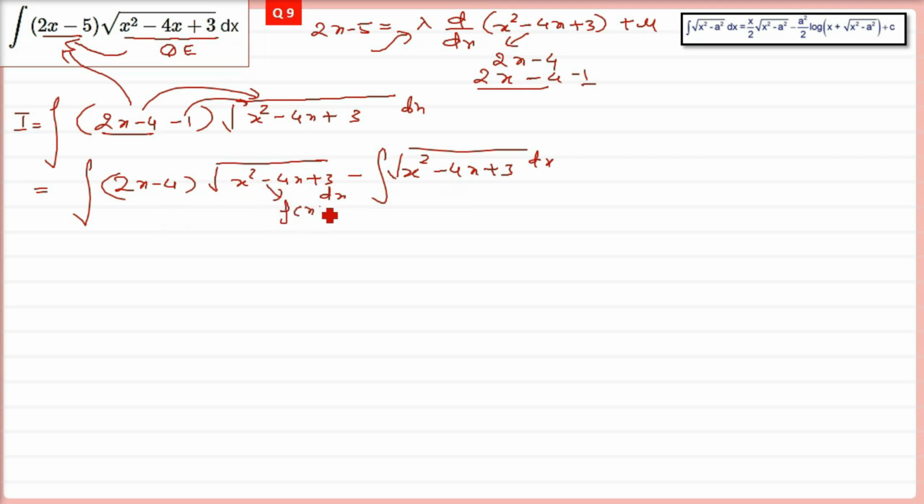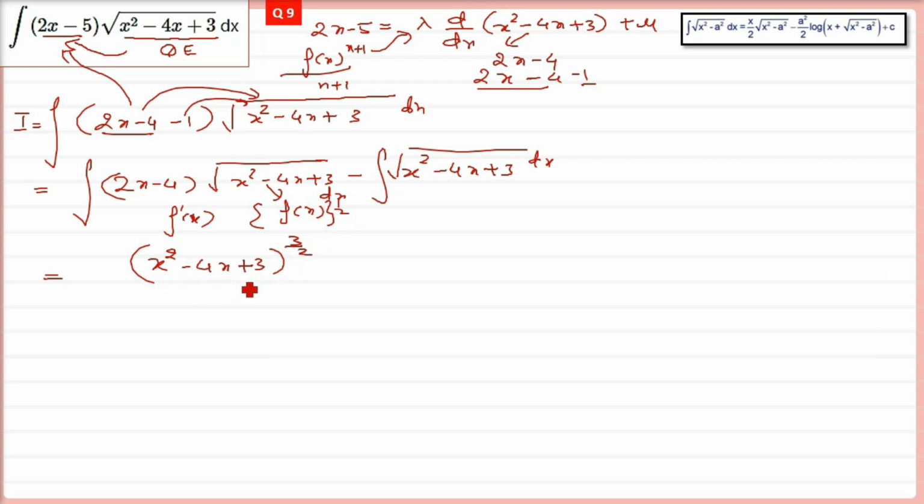Now this f of x, x square minus 4x plus 3, the power is half because under root is half. Now 2x minus 4 is actually the differentiation of x square minus 4x plus 3. So the direct result of integration is f of x to the power n plus 1 divided by n plus 1. That is x square minus 4x plus 3 raised to the power 3 by 2, because half plus 1 is 3 by 2.